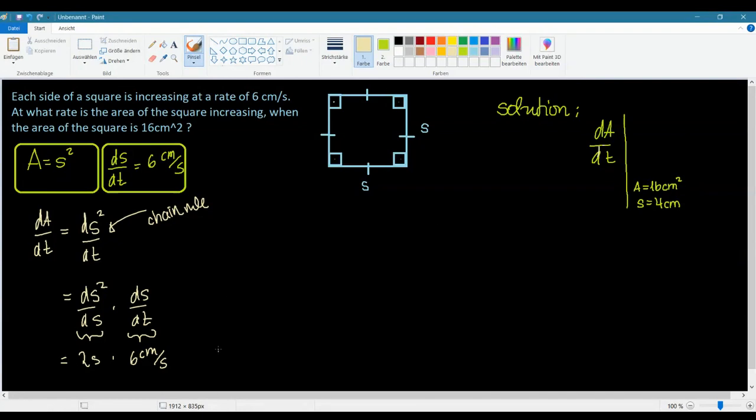So in our solution, we're just going to plug in S. Well, we know what S is. S is 4 because we've been given the area. So our solution is going to be, let me put it in here and then write the solution there. I don't have that much space. So we're actually going to make this 2 times 4 centimeters times 6 centimeters per second, which becomes 48, and now we're just multiplying, 48 centimeters squared per second. That is the rate of the area's increase when the area is 16 centimeters squared. And that's our solution.